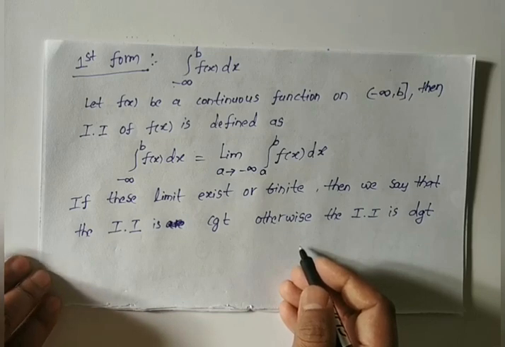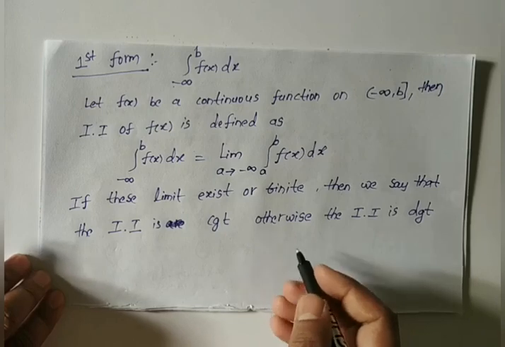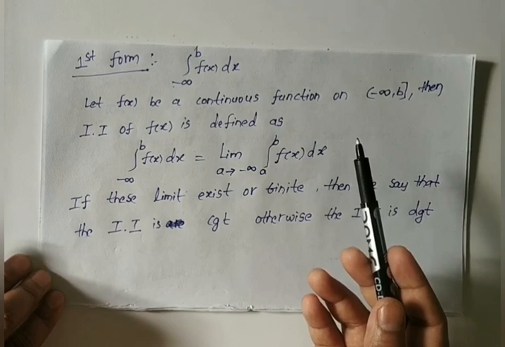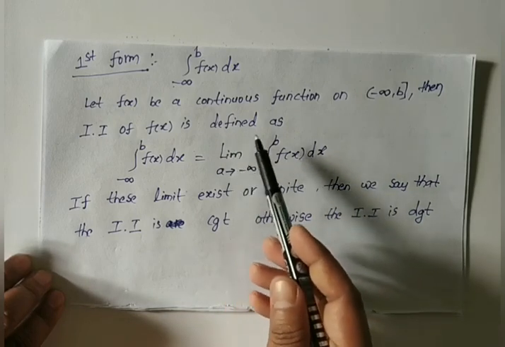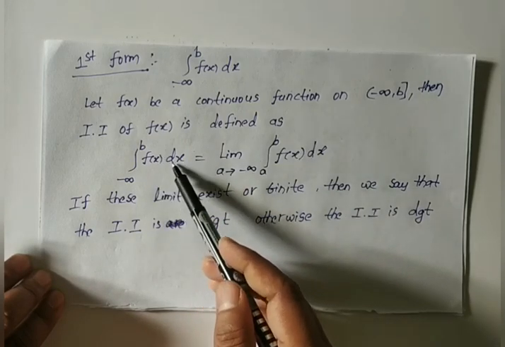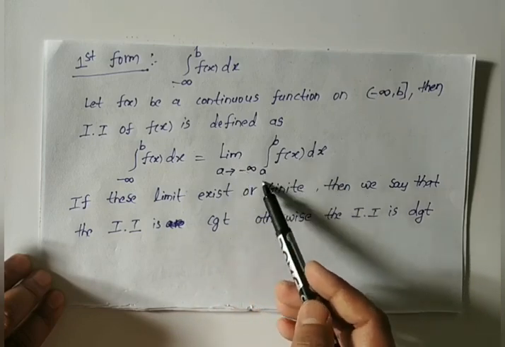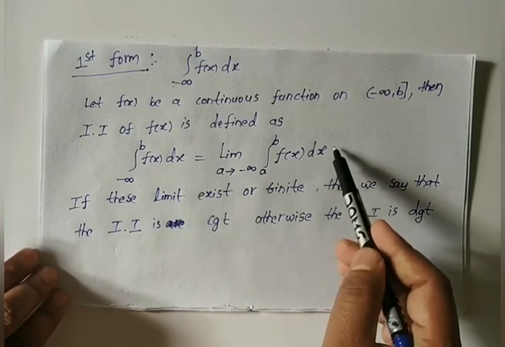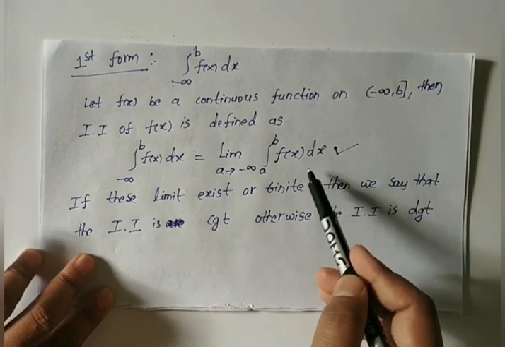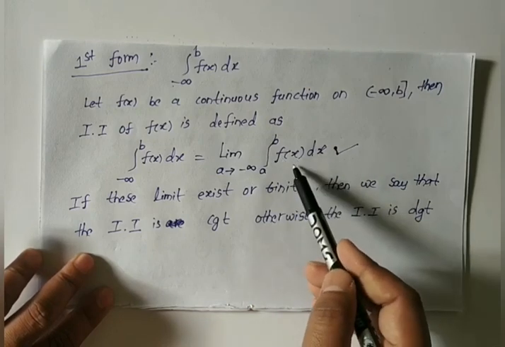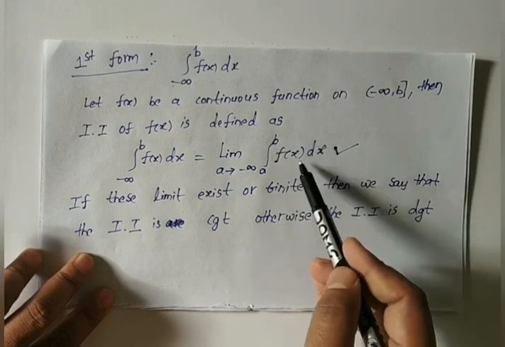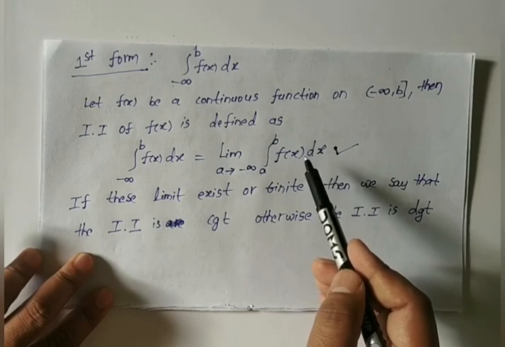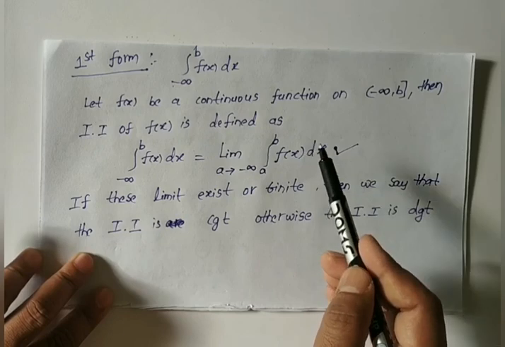Listen very carefully students, very very easy, don't worry. Let f of x be a continuous function on the open interval minus infinity comma b closed interval. Then the improper integral of f of x is defined as the integral from minus infinity to b f of x dx equal to the limit as a tends to minus infinity of the integral from a to b f of x dx. Here, if the limit of this integral exists or is finite, then we can say that the given improper integral is convergent. In this case, that limit is the value of the improper integral, and this improper integral converges to that limit.